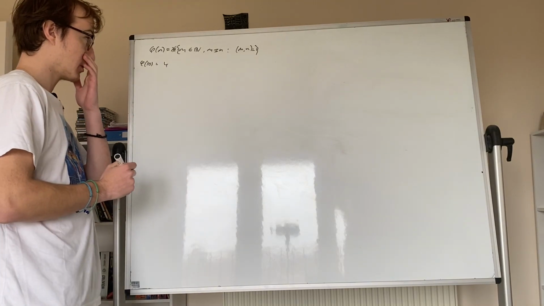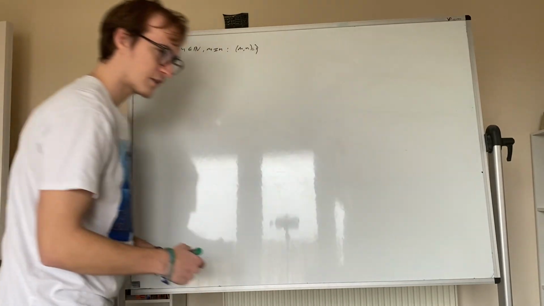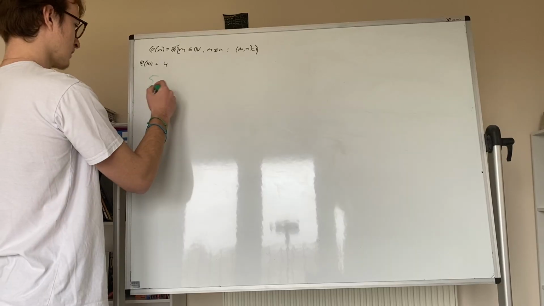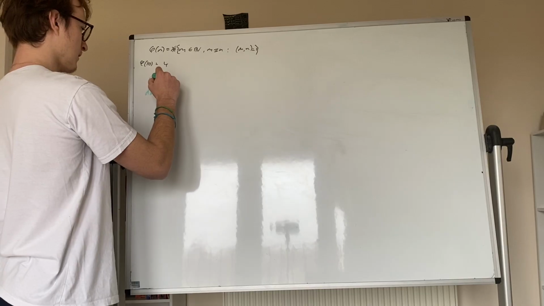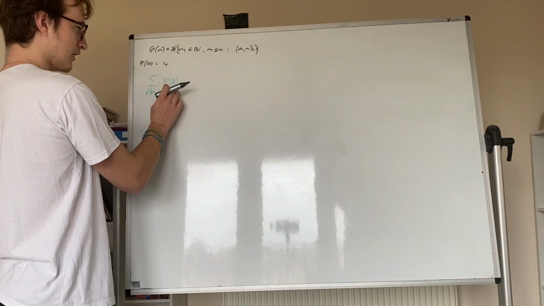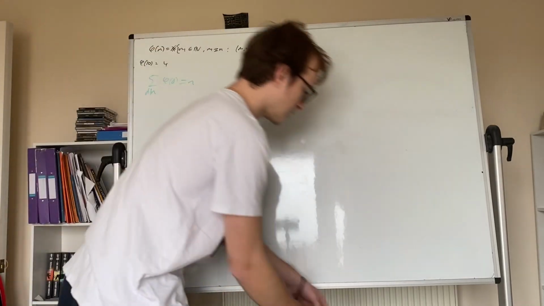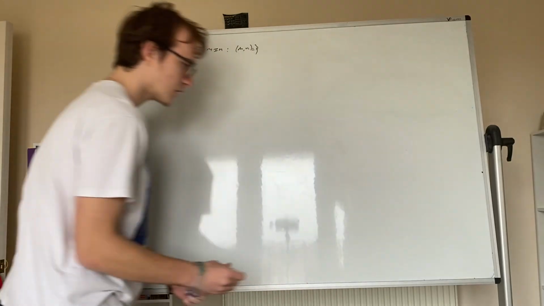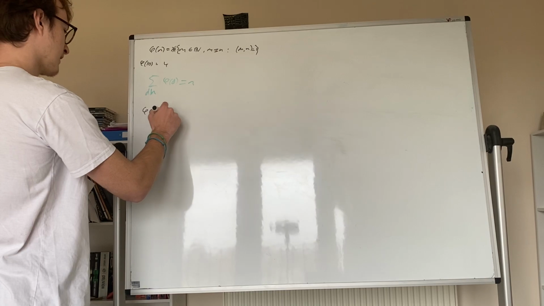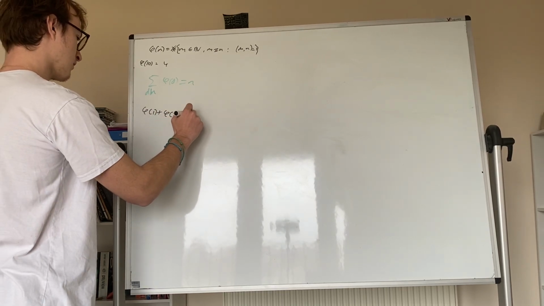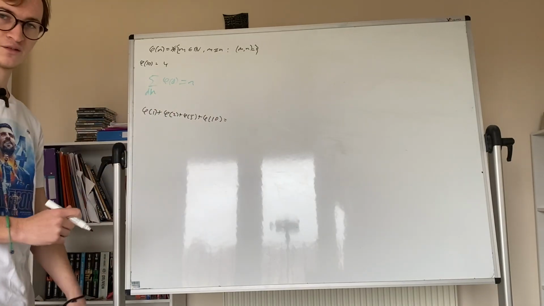Now, the result that I want to show is the following: if I sum over all of the divisors of some natural number n, the Euler totient functions of all of the divisors, I just get back n. So as an example, let's consider 10. The divisors of 10 are 1, 2, 5, and 10. So if we do phi of 1 plus phi of 2 plus phi of 5 plus phi of 10, I claim by this that we'll get 10.